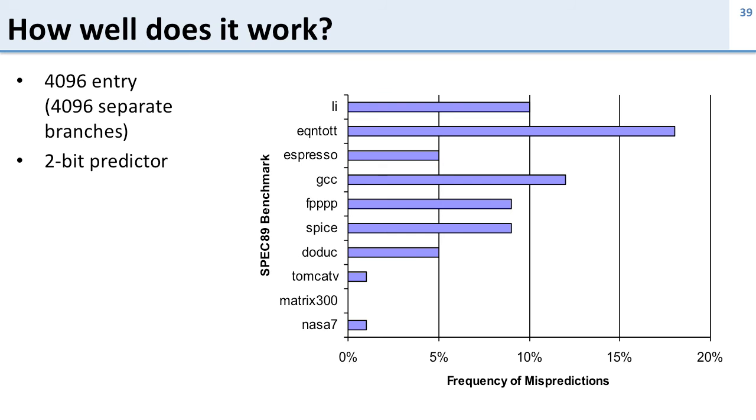And you can see here that on some applications, you're getting an accuracy of greater than 90%, so 1% miss ratio. And on a few applications, you're up at about 16% miss ratio. But this is still far better than any of the static predictors we saw before.